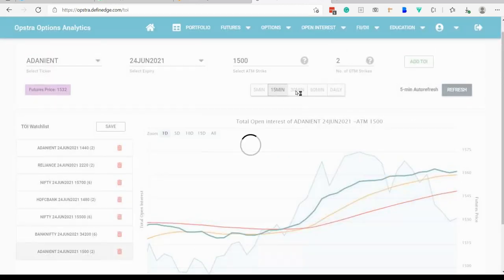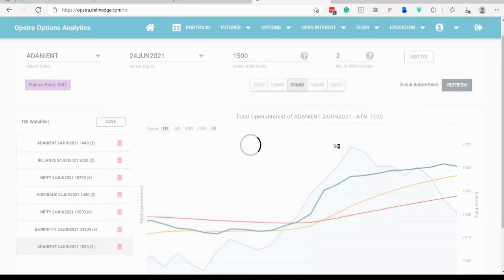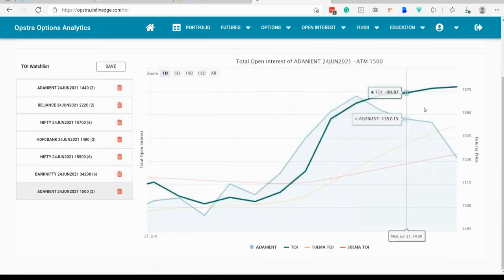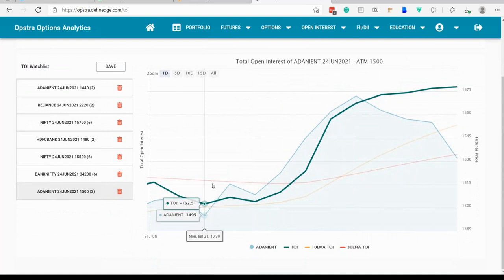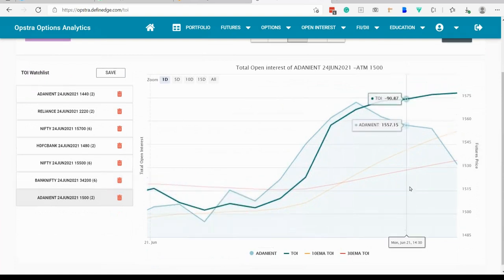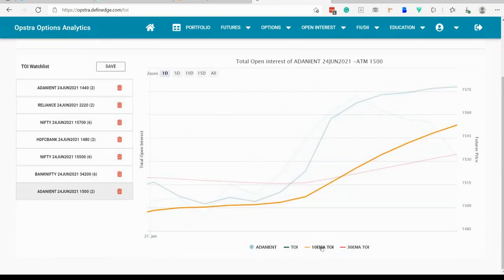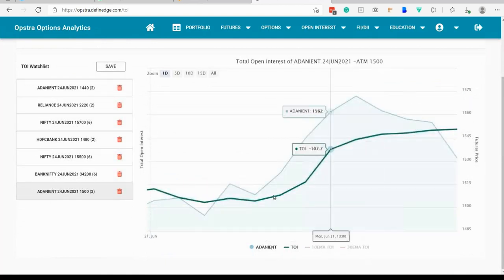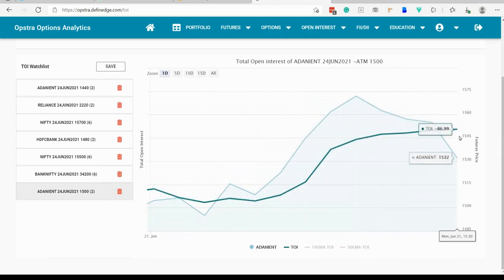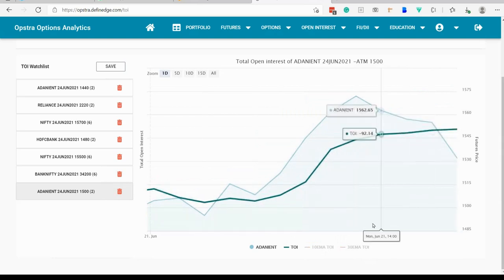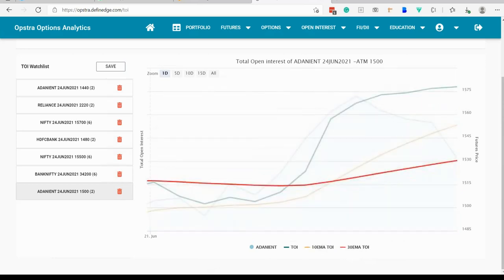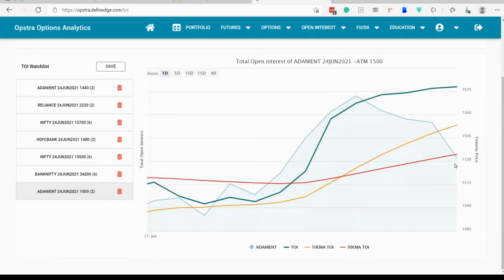And then again you have 15 minutes, 30 minutes, so you have a much broader time frame to look at the chart. If you have any confusion, you can just unselect and have only the total open interest and the stock price for a much clearer understanding if you want. And if you want some guidelines, you just add the 10 EMA and 30 EMA.